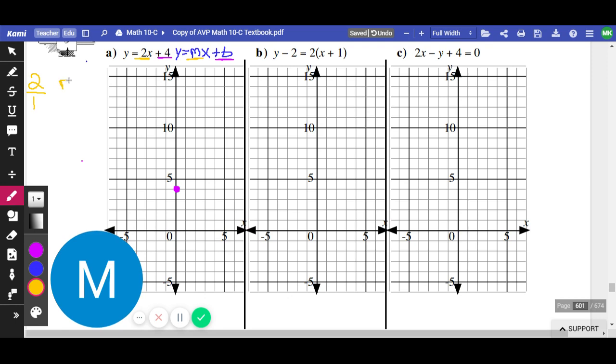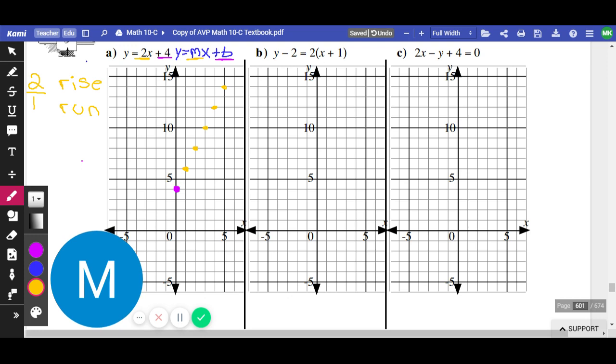That means I rise 2, I run 1. And that would take me to my next spot on the graph. So in our case, I go to my starting point at 4, I rise 2, I go to the right 1, that's my next spot. And I can keep doing that. Rise 2 over 1, rise 2 over 1. What I'm doing is creating dots that I could then connect to create my linear equation.